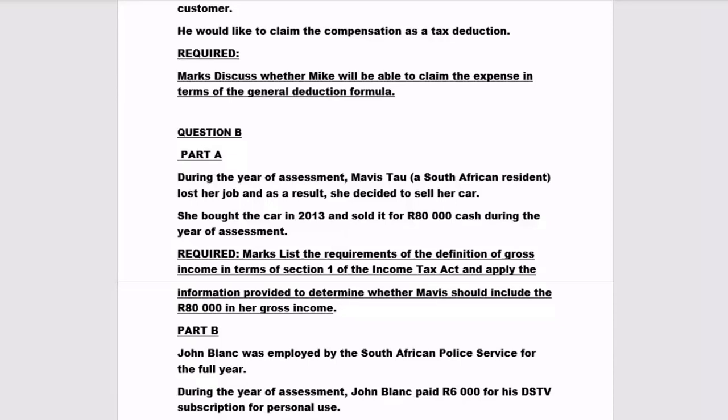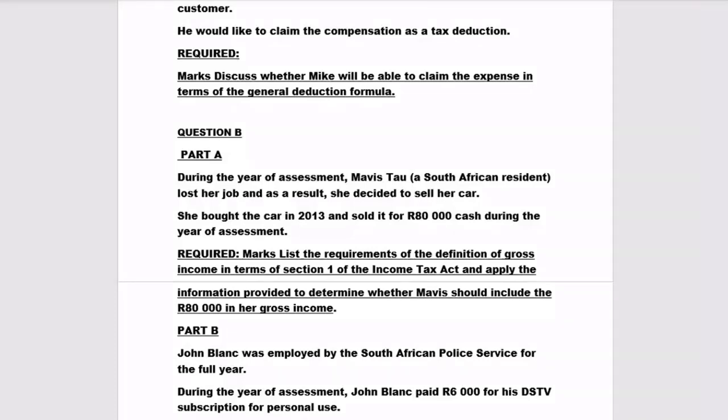And was it during the year of assessment? The money was received during the year of assessment. Exclude the receipts and accruals of a capital nature. The car was actually of a capital nature. It was an investment and not kept for speculative business purposes. The amount cannot be included in the gross income because it is of a capital nature. Remember, that was not a salary. It was a sale of your own private car, right? So it's important to know that definition of the gross income.